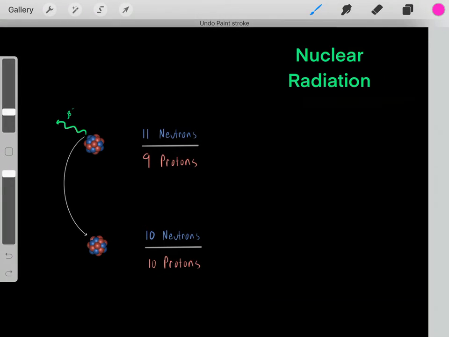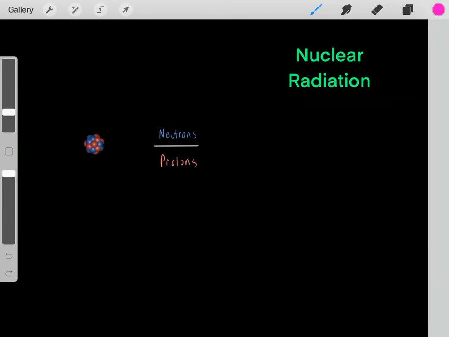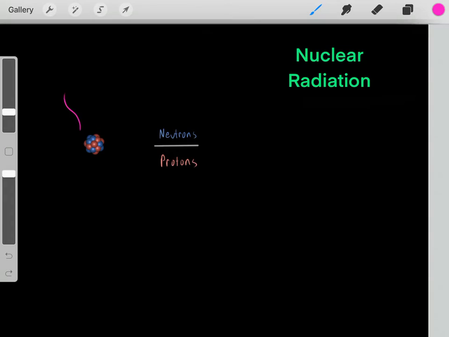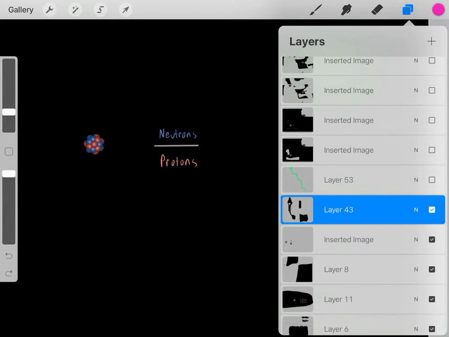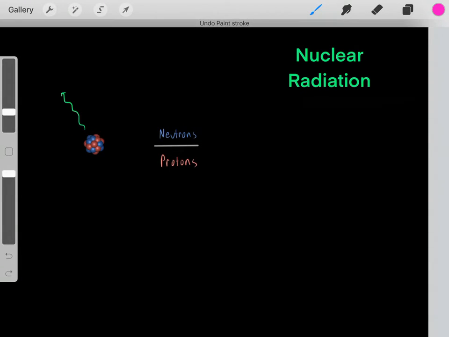and now we have a more stable ratio. So again, all atoms must have a stable ratio of neutrons to protons, and if it doesn't have a stable ratio, it'll emit nuclear radiation. And again, there are different types of nuclear radiation, and each type of nuclear radiation has a different effect on how it impacts the neutron to proton ratio.